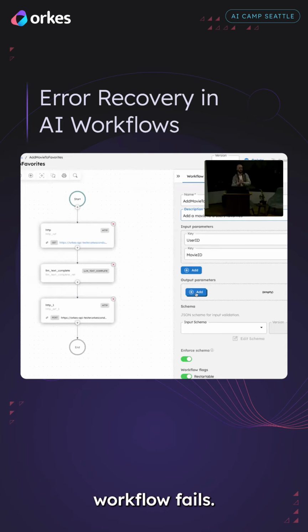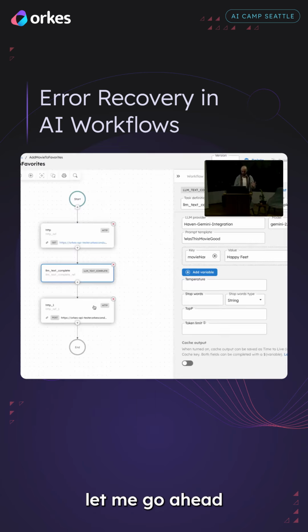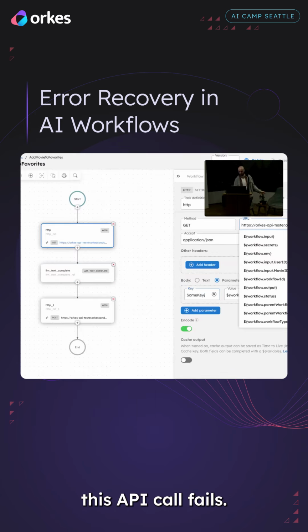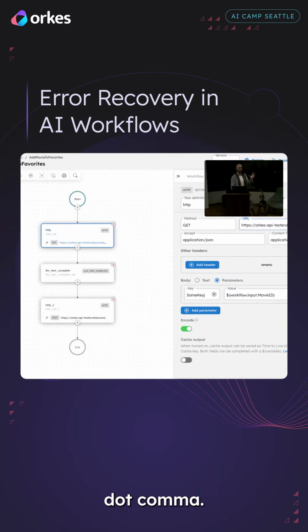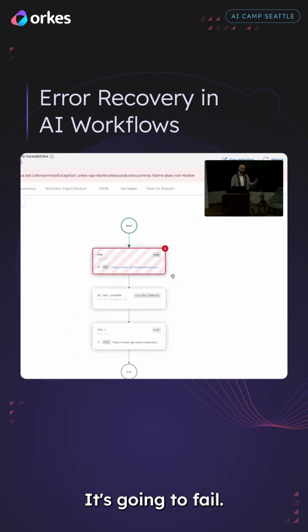Let's say this workflow fails. We want to handle that failure in some way, right? Actually, before we even get into that, let me go ahead and make it so that this API call fails. We're going to make this call to .comma, and because that's not a valid domain, when we run this workflow, it's going to try to make that API call. It's going to fail. This workflow is going to fail.